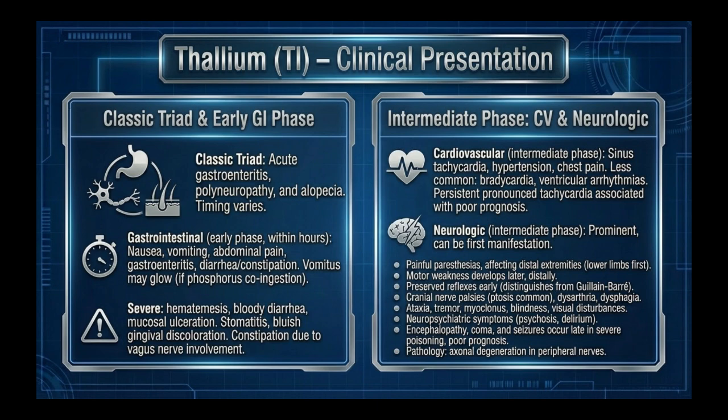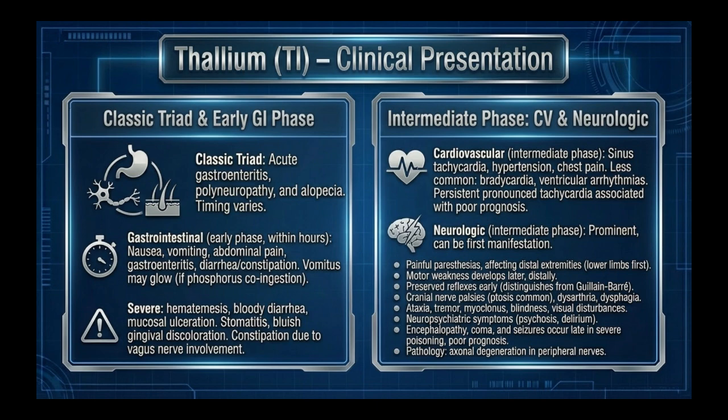The neurologic effects during the intermediate phase are prominent and can sometimes be the first indication of toxicity. Patients typically experience painful sensations called paresthesias, which usually affect the distal parts of the limbs, especially the lower extremities initially. Motor weakness may develop subsequently, also starting in the distal regions. Early in the progression, reflex responses are generally preserved, which helps differentiate this condition from Guillain-Barré syndrome. Muscle wasting can become noticeable weeks after ingestion.